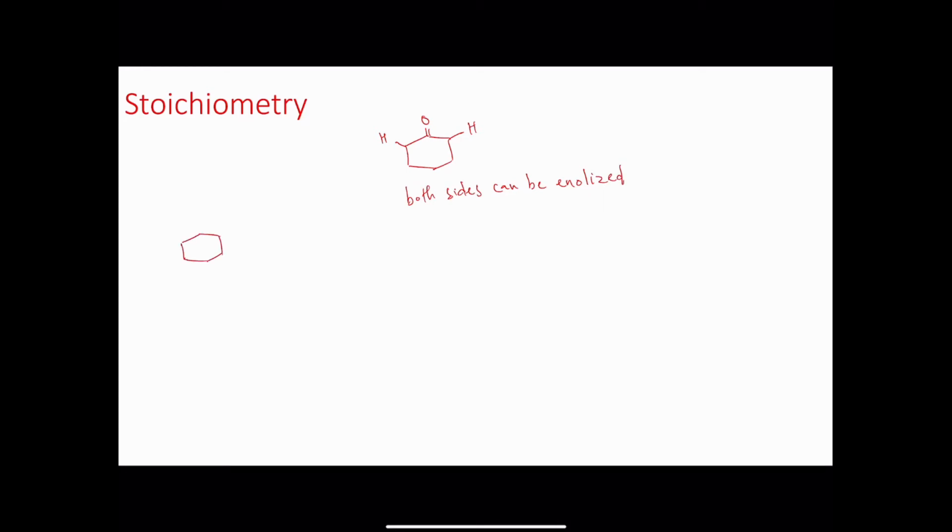So for example, if we have the reaction between cyclohexanone and benzaldehyde, and imagine that we do the reaction between one equivalent of cyclohexanone and one equivalent of benzaldehyde. In the presence of sodium hydroxide, we form this product, and the reaction happens at one side of cyclohexanone.